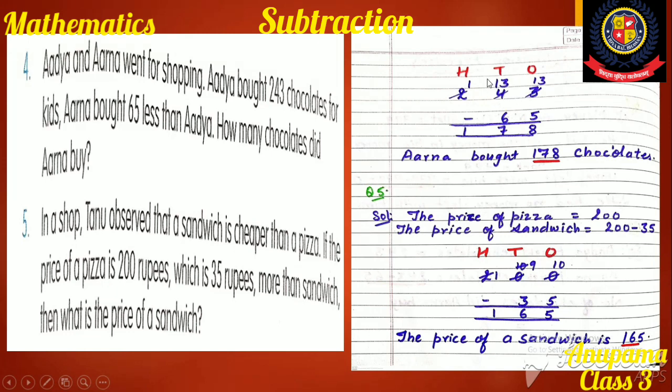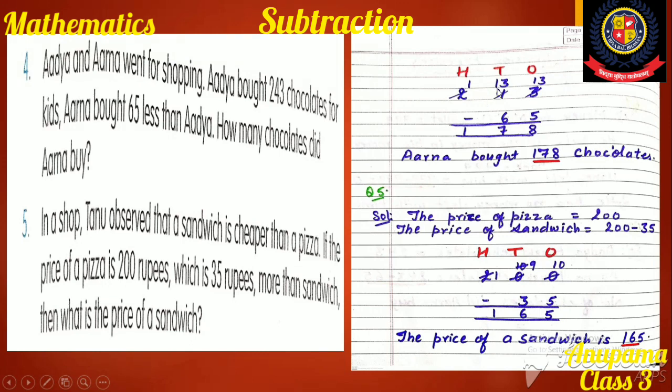Arrange the numbers in columns of hundreds, tens and ones. 243 minus 65. So we cannot subtract 5 from 3, so we will take a borrow. It will become 13. Now we subtract 5 from 13. So 8 is left. Write 8 in the ones column.